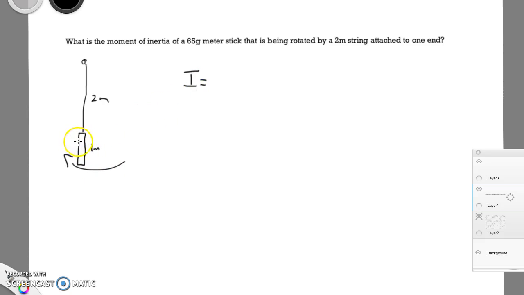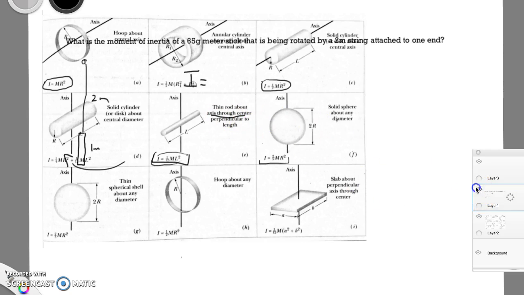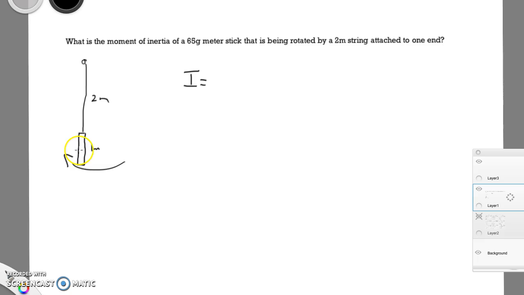So clearly we have a shape here that we recognize. It's a uniform rod, which we know from our table is 1/12 ml squared. But that's only when it's through the center. In this example, we have the uniform rod right here, but it's not through the center. So what do we know that we have to do when it's not about the center? That's when we use the parallel axis theorem, so we add to it plus mh squared.